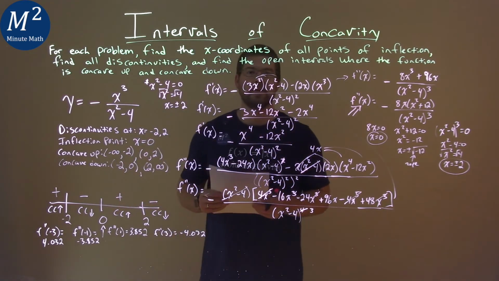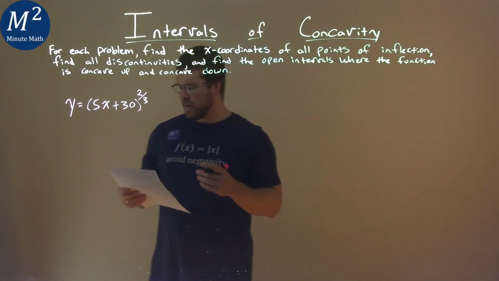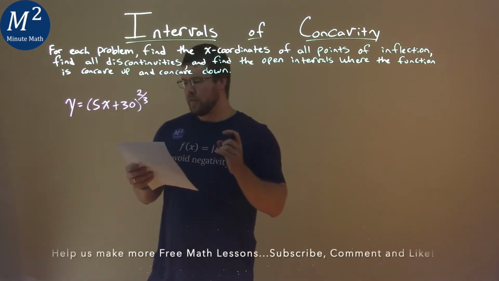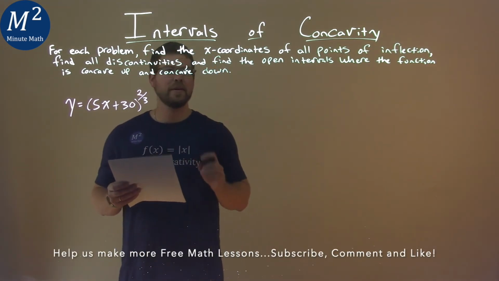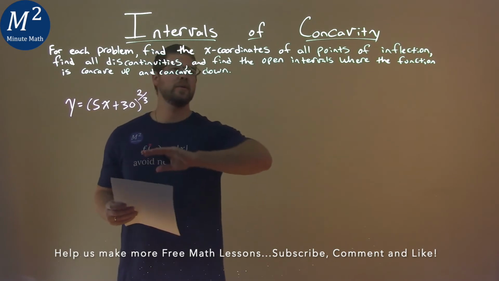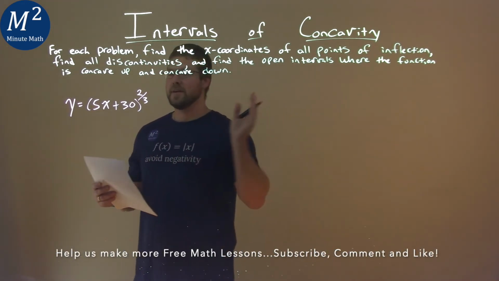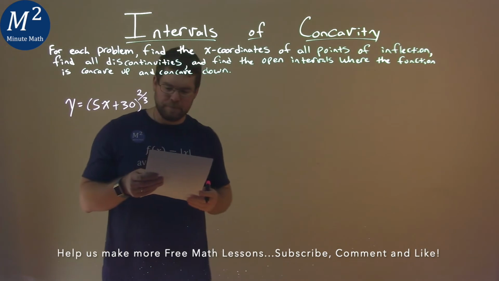We're given this problem right here: y equals (5x plus 30) to the 2/3 power, and we have to find the points of inflection, discontinuities, and intervals where the function is concave up and concave down.